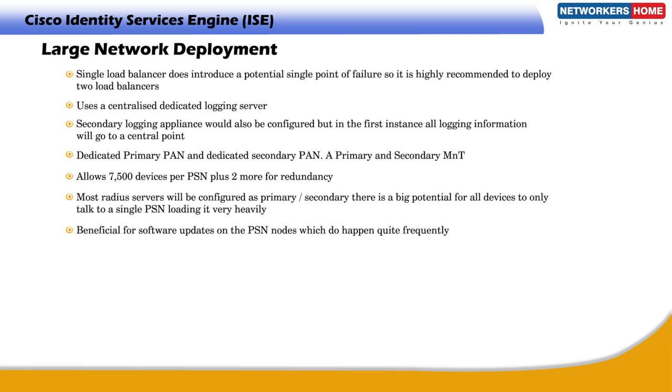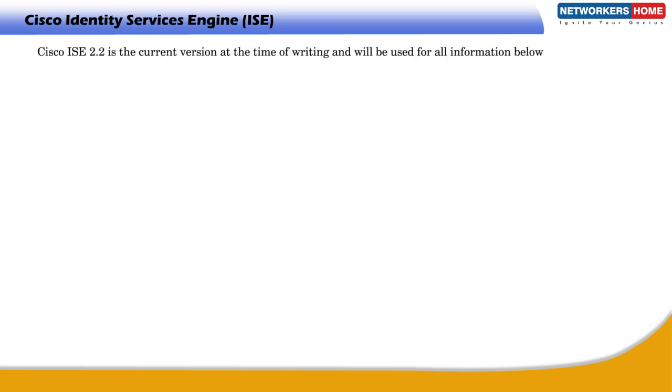All administration is handled on the primary PAN, and in the event of a failure, would move over to the secondary, which contains a replicated database. Cisco ISE 2.2 is a current version at the time of writing and will be used for all information below.